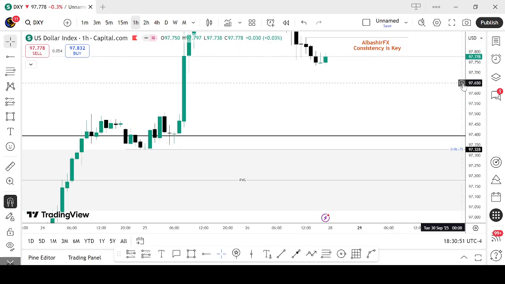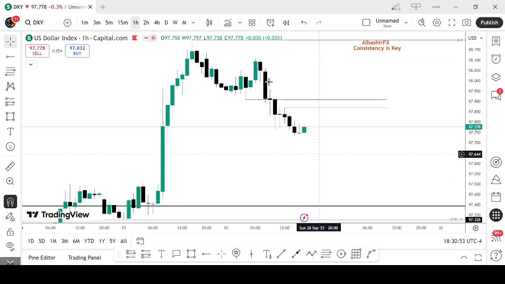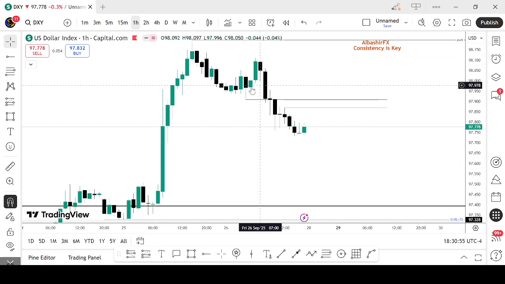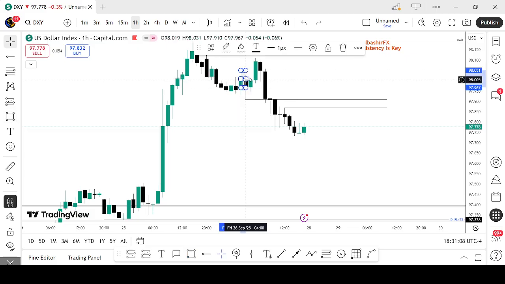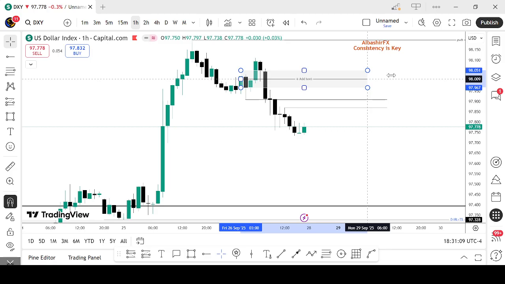Price can do otherwise, right? I'm not really saying that my analysis is going to be perfect. Now on the lower time frame, we have our breaker, a complete breaker block, right? This is our complete breaker block.